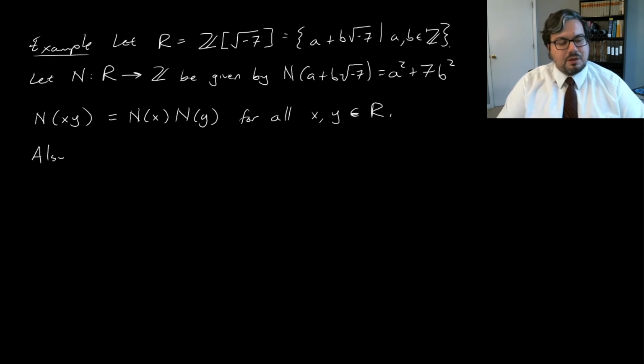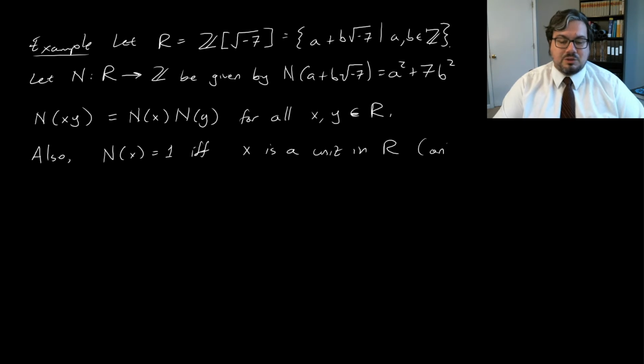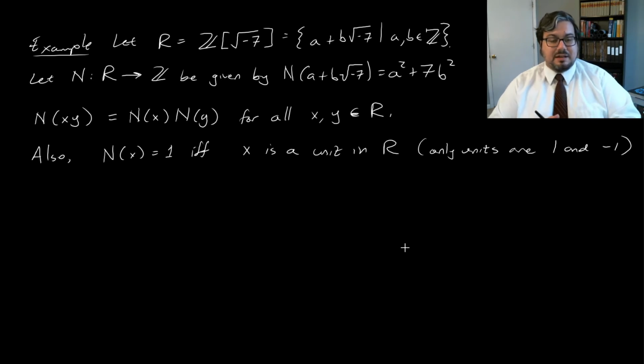Also, we can see that the norm of an element is equal to 1 if and only if x is a unit in R. In fact, the only units of this ring are 1 and -1, the same as the units of Z itself.